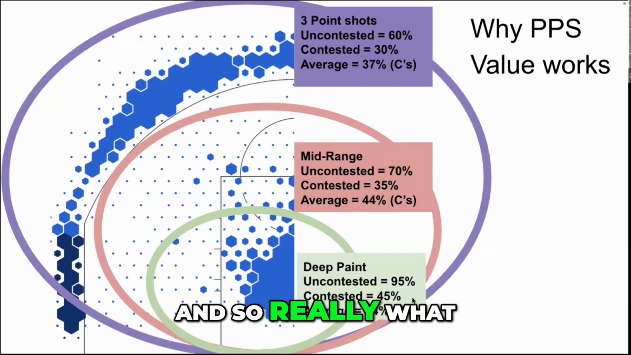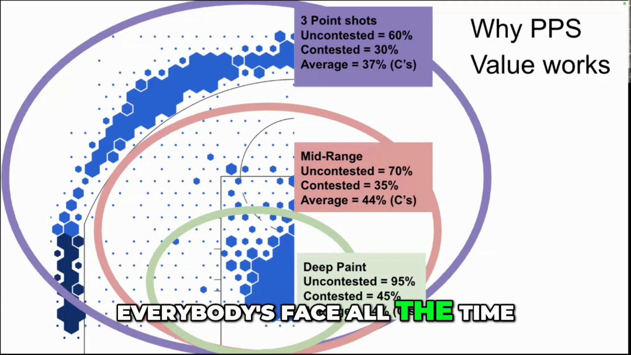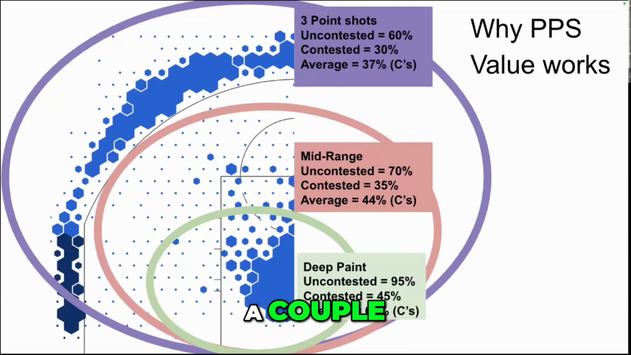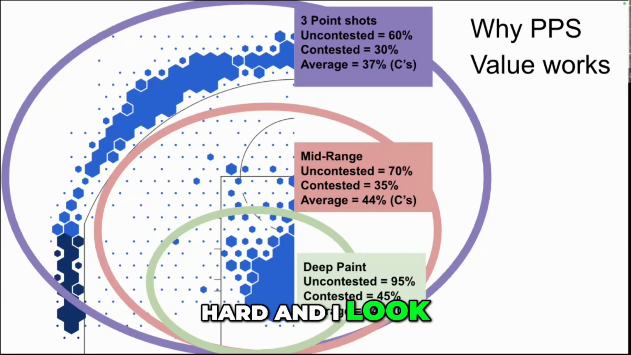And so, really, what I like to highlight out of this on the defensive side is we want to be contesting. We want to be making that effort to put a hand in everybody's face all the time, even if they make a couple, which as a middle schooler is demoralizing. Like, I tried really hard and I look cringe, as they say, because the guy hit the shot in my face while I was really trying. And so what we'll see them doing is stop trying because of that one out of five shots that kid hit in his face.